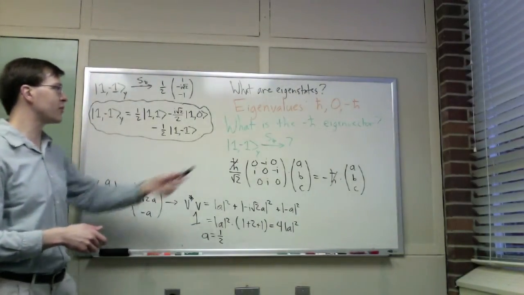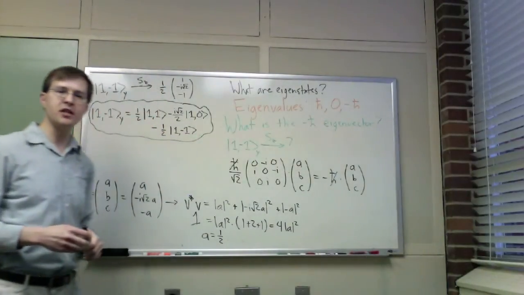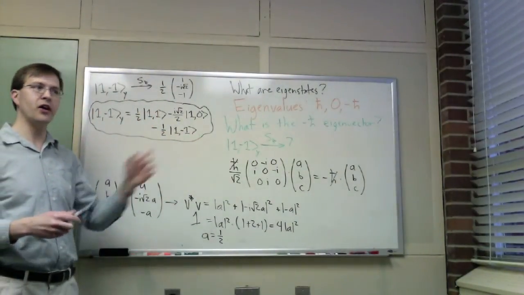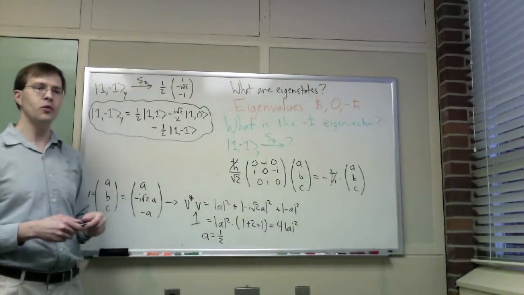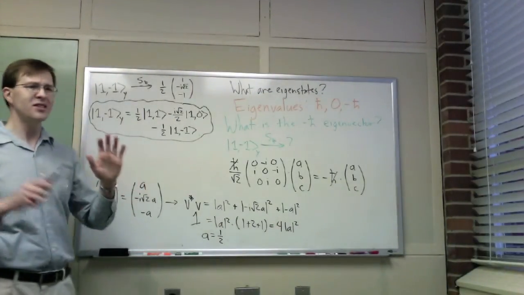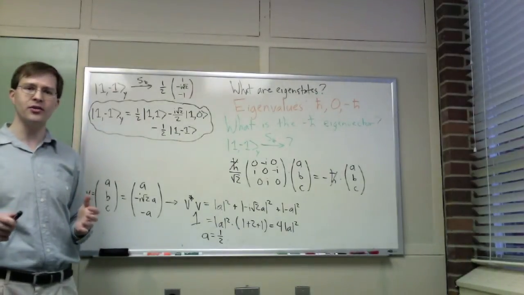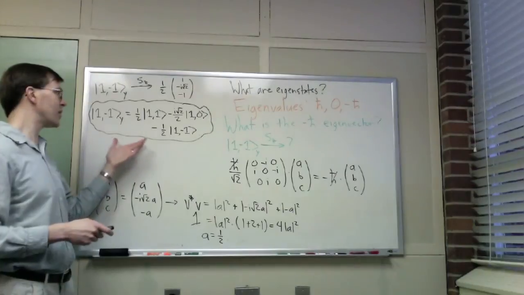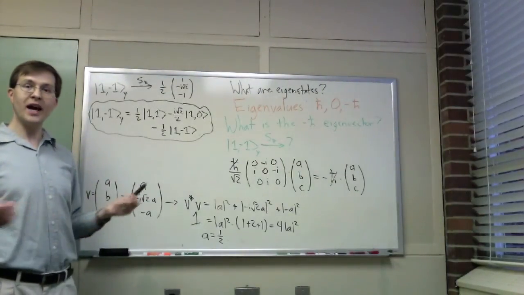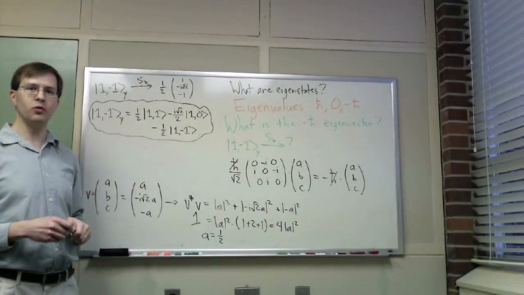We could do the same thing for the 0 and the plus h bar eigenvalues as well, if we really wanted to. But you get the idea of it, I hope: once you've got your matrix, don't recalculate the eigenvalues if you don't have to. Once you've got the matrix, go with an eigenvalue that you know and calculate the vector that comes with it. With that, that's the end of this example, and we'll do more in the future.